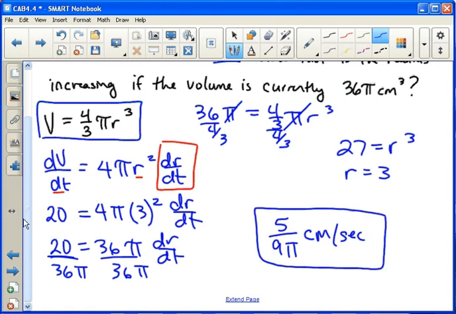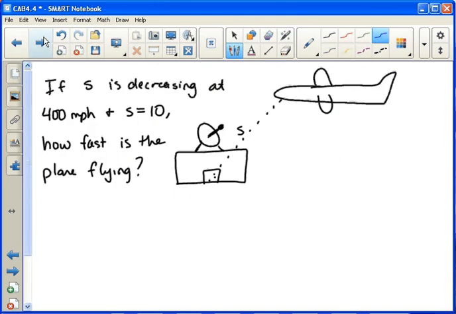Last example, we have an airplane flying, and we're going to call the distance between the airplane and this building with the satellite on top s. And we're told that the plane also is flying at a constant altitude of 6 miles. So the plane is always 6 miles above the ground. I didn't have that written down, but it's part of the problem.